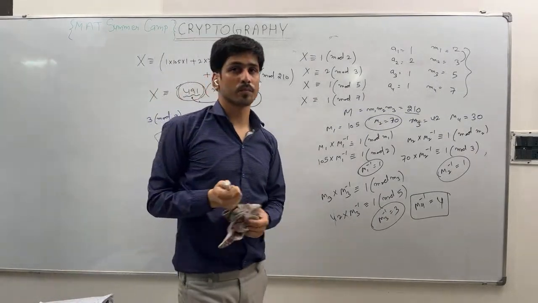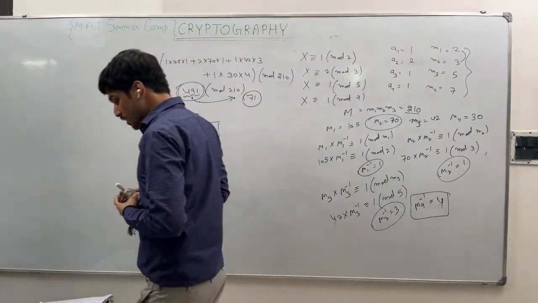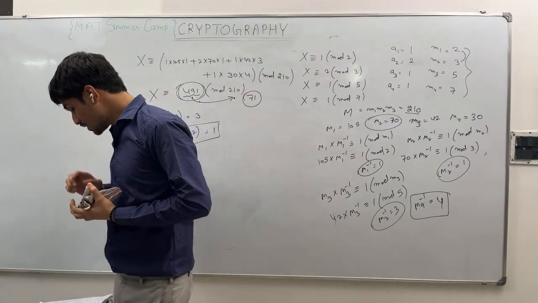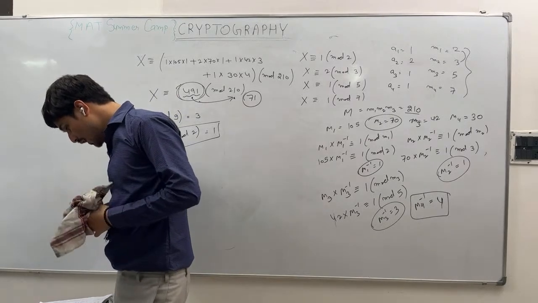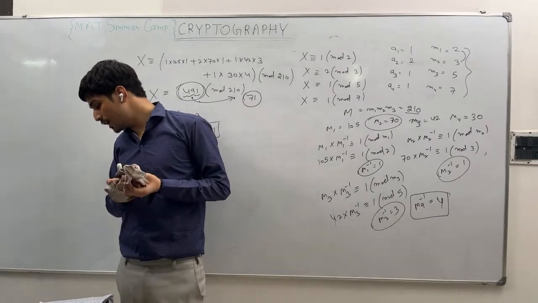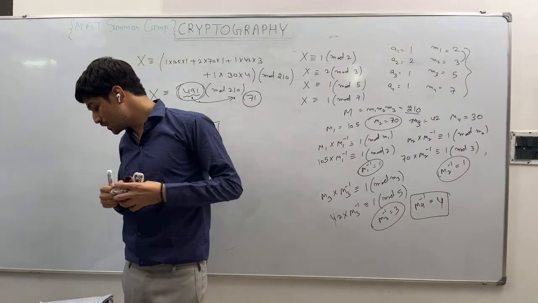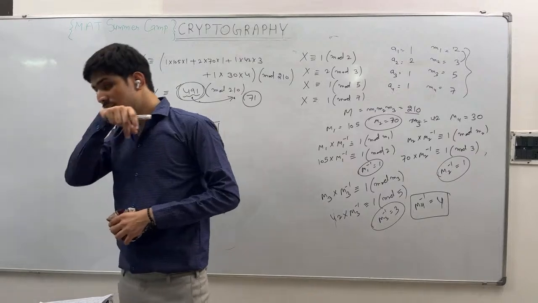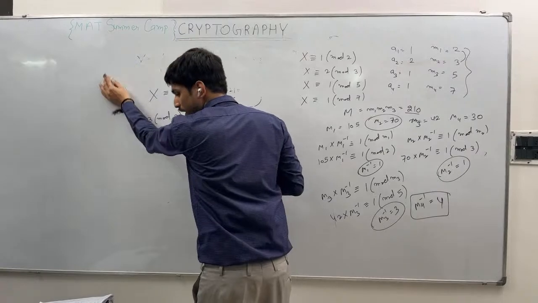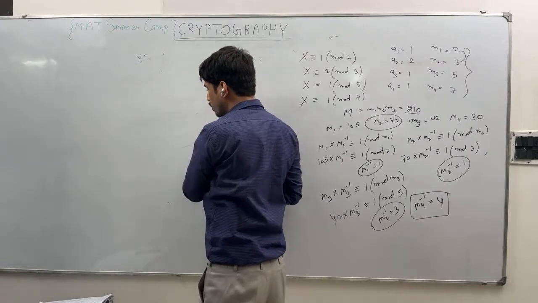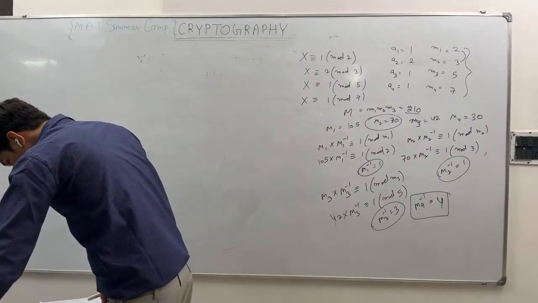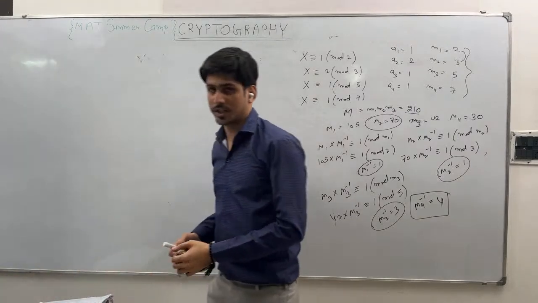Next question, you write. Find the least number, all of you write. Find the least number which, when divided by 35, 56, and 91, leaves the same remainder 7 in each case.